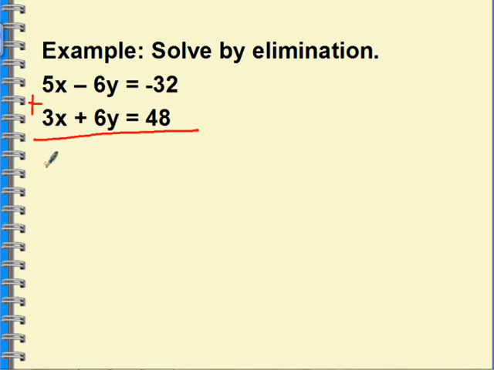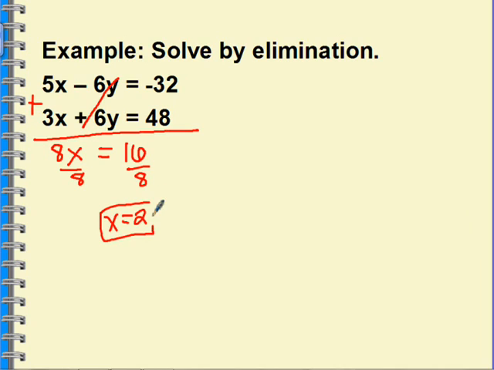5x plus 3x would give me 8x. When I look at the y term, negative 6y plus 6y, that would just cancel out. So I'm left with equals negative 32 plus 48, 16. Well, I want to solve for x, so I'm going to divide by 8, so x equals 2. Is that my answer? Of course not. I need an x-y ordered pair.